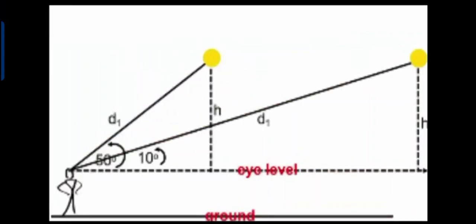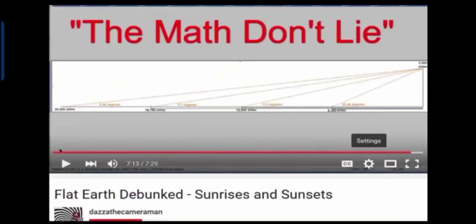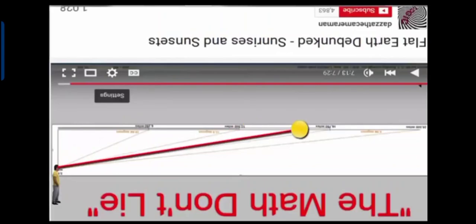Same as this guy, Daz the cameraman or something is his name. He has a video out and he shows this picture. And it's the same thing. It still shows a parallel sun to the ground. And instead of moving the sun, he's moving the observer. But it's the same diagram. If you flip it upside down, it looks identical.